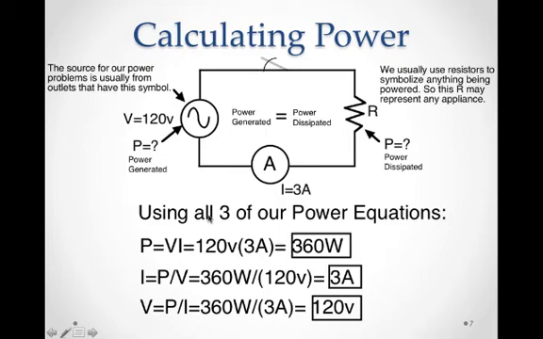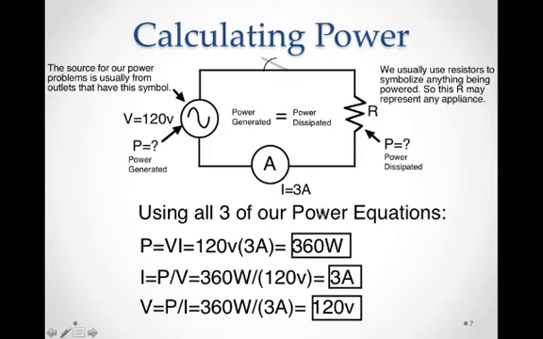Let's look at how we can calculate power in a given circuit, and we'll look at all three of our equations. So we know that our voltage source is 120 volts. That's where we usually plug into the wall. And our current here is 3 amperes. Well, our first way to find power is simply voltage times current. So using our standard power equation, we take 120 volts and multiply it by 3 amperes, and we get 360 watts.